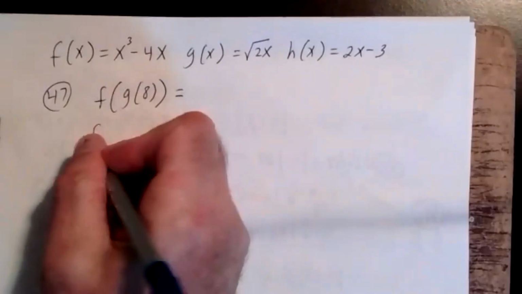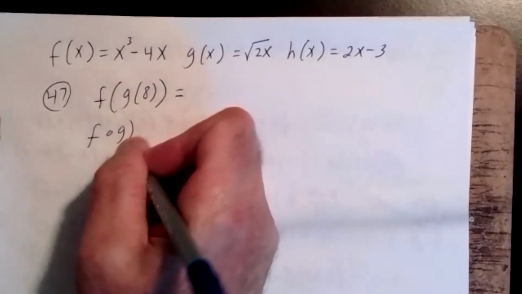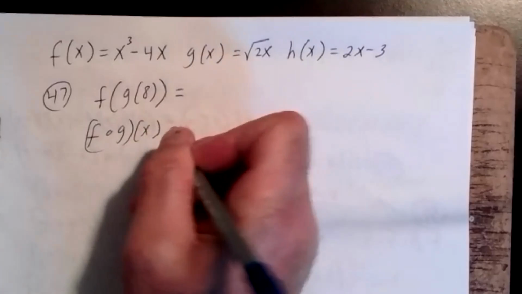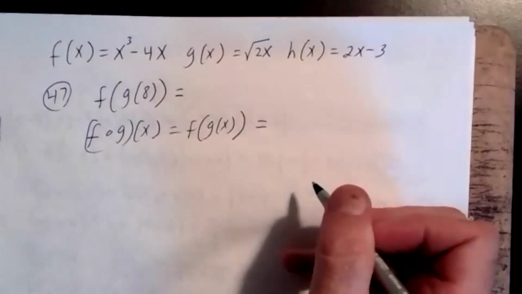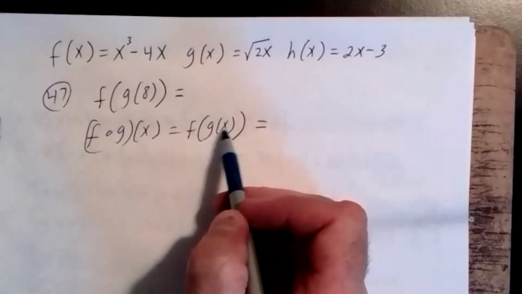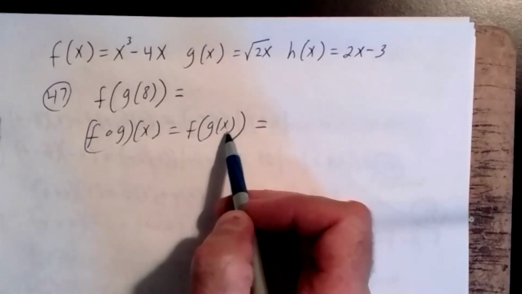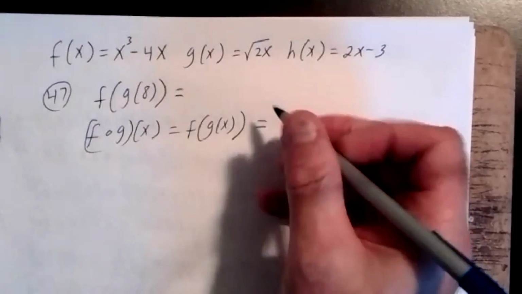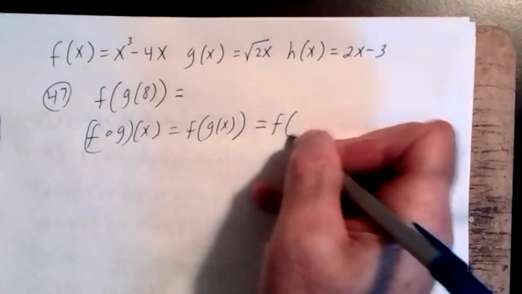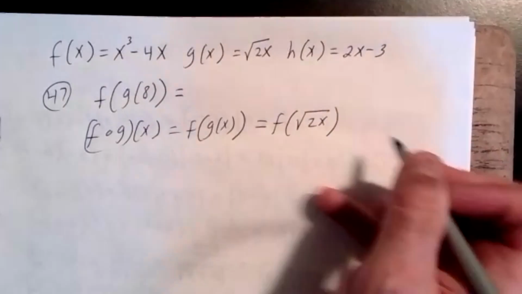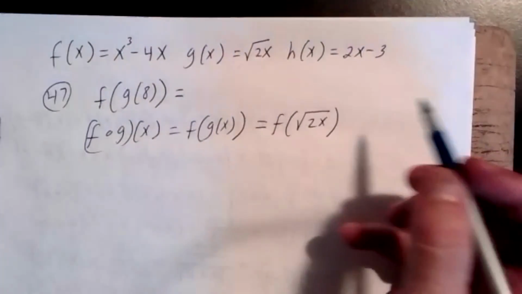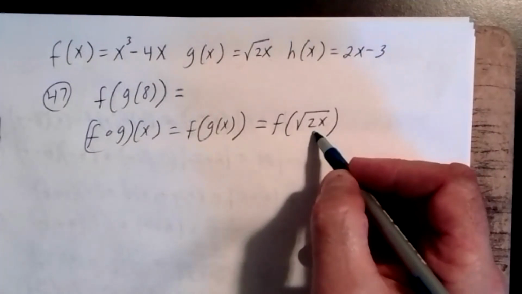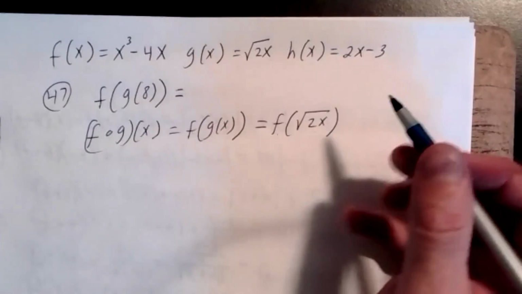What is f of g of 8? Well, first of all, you could find f composed with g of x, which is going to be f of g of x. Which says when you put x in the function g, you get out g of x. What's g of x? The square root of 2x. So the square root of 2x then becomes the input in the function f. Now we take the square root of 2x, which is the output of function g. It now becomes the input in the function f.